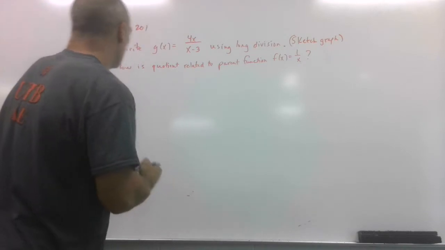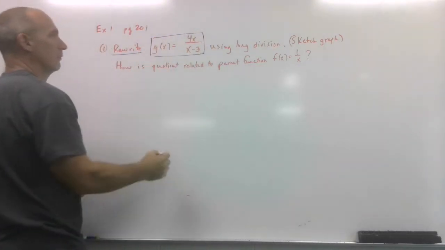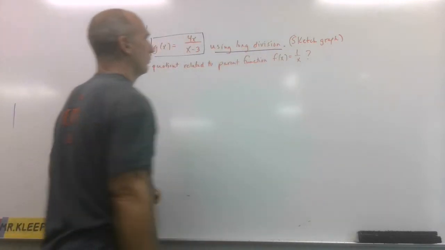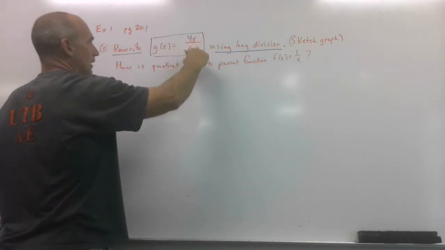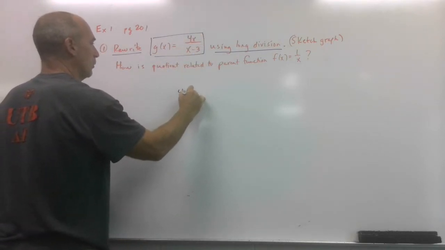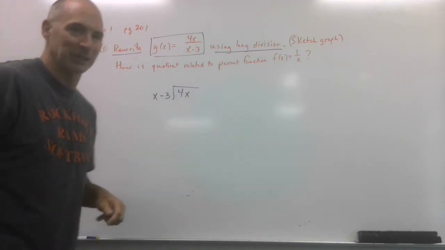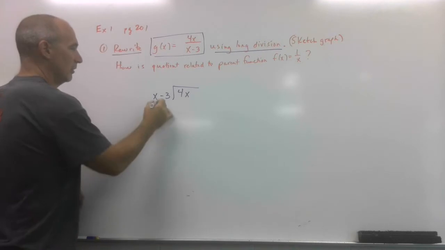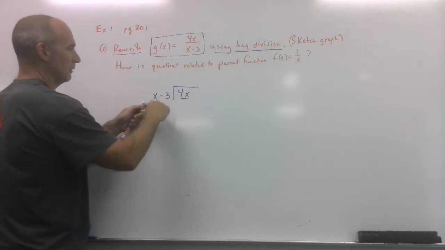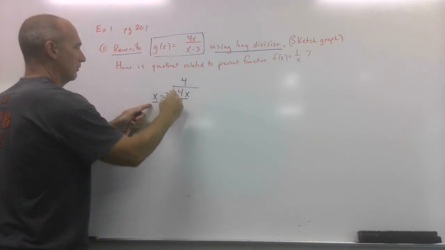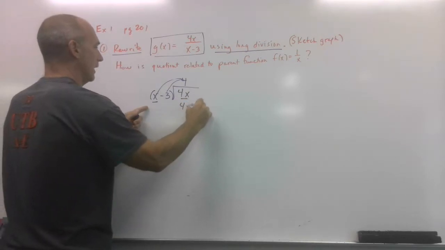So this says rewrite this function using long division. Okay, that's straightforward. So we've got 4x divided by x minus 3. We don't really know what they want yet, but we've done long division, and this isn't even really long. So remember the rules: what times this is this. That's all you worry about. And that would be 4. So I put a 4 up there, insert parentheses, multiply, multiply. So I get 4x minus 12.